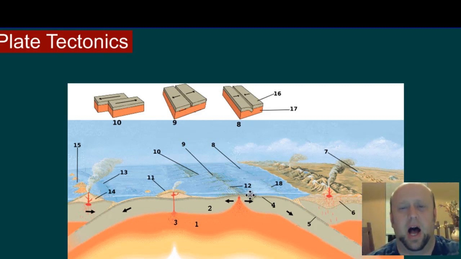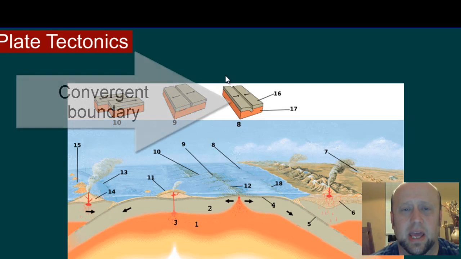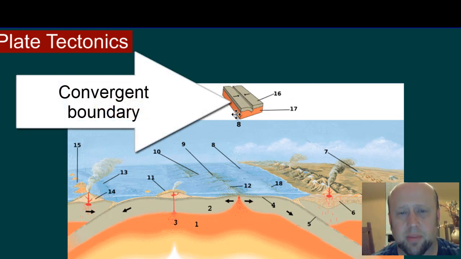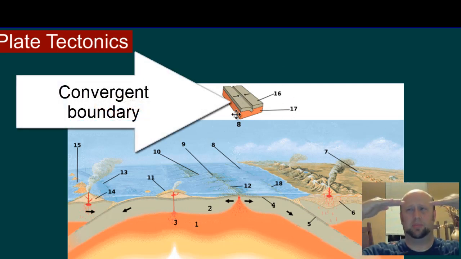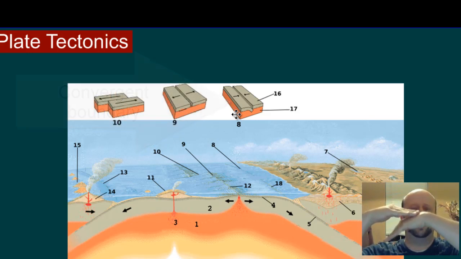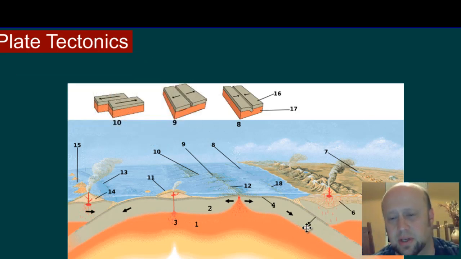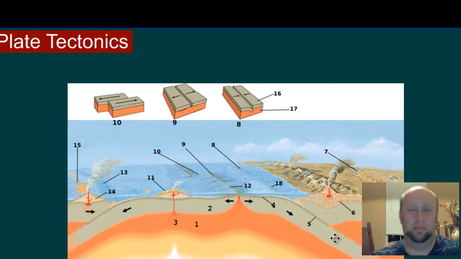Where it cycles back around is at a convergent boundary here at number 8, and that's again where the oceanic plate is going to slide under a continental plate. As that happens, you can see here, as the crust starts to sink back down into the mantle, it's eventually going to melt as it gets back down into the magma. Then it's going to cycle back around, and the process keeps going.